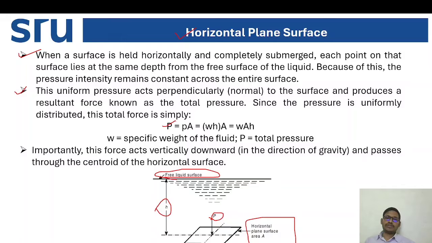A, where p is equal to w into h. W is equal to the specific weight of the fluid, and P is equal to total pressure. Now importantly, this force acts vertically downward in the direction of gravity and passes through the centroid of the horizontal surface.